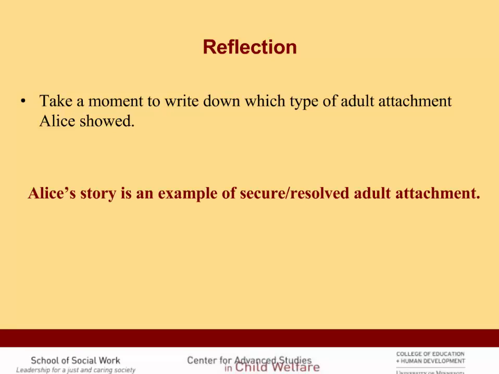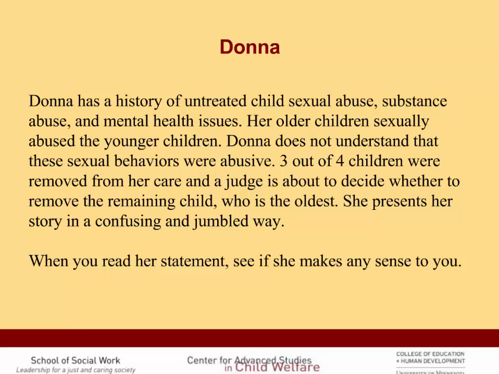Alice's story is an example of secure, resolved adult attachment. Donna has a history of untreated child sexual abuse, substance abuse, and mental health issues. Her older children sexually abused the younger children. Donna does not understand that these sexual behaviors were abusive. 3 out of 4 children were removed from her care, and a judge is about to decide whether to remove the remaining child, who is the oldest.